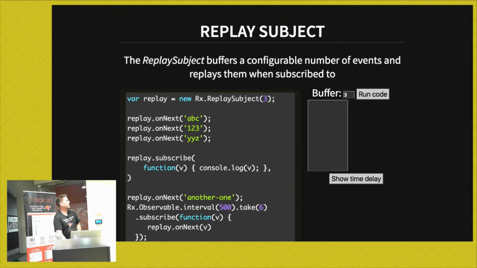So the first thing we notice is how you can get data into a subject. You just call the onNext method, right? We're self-consistent here. You call the onNext, and you get data in. So I'm passing it three events, three pieces of data, and then I'm going to subscribe to it, to the onNext event. And whatever the subscribe gets will end up here in this text box. After I subscribe, I create another onNext, and then this little tidbit down here basically emits a number every 500 milliseconds, starting with 0. I'm taking 6, so it's going to count 0, 1, 2, 3, 4, 5. So let's see what happens.